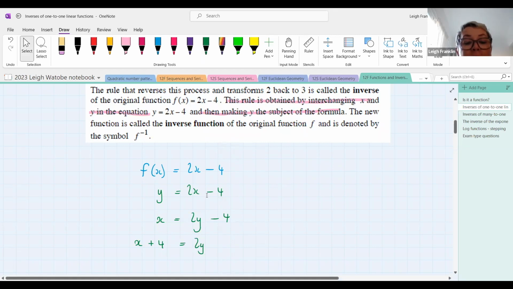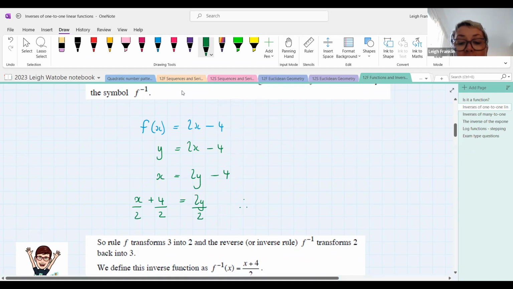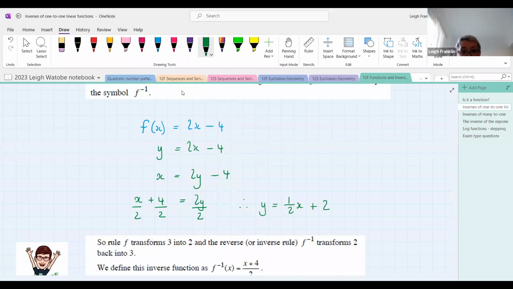And now since y needs to be the subject of the formula, I need to divide through by 2. So I'm going to divide this by 2, this by 2, and this by 2. That means that I end up with a rule, y equals x over 2, which I can write as half x, plus 4 divided by 2 would give me 2. So because this inverse is a function, I'm allowed to use functional notation.